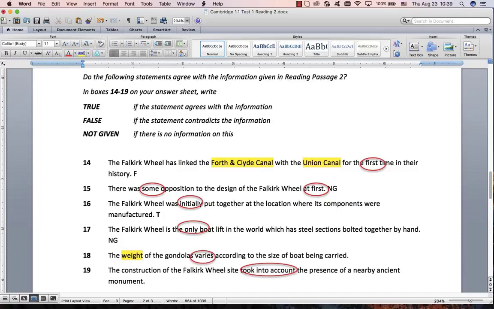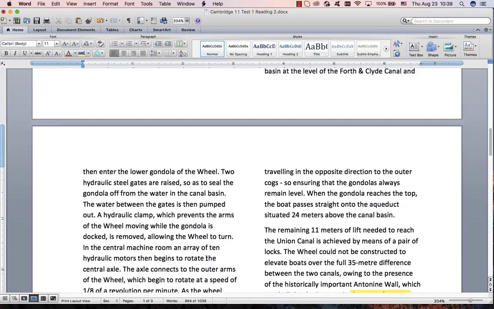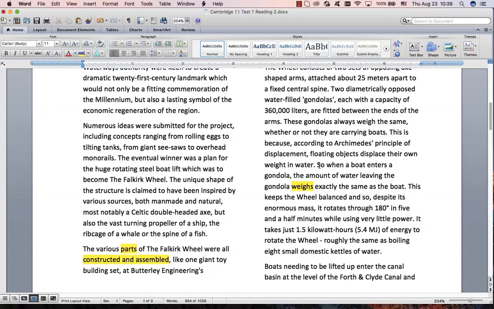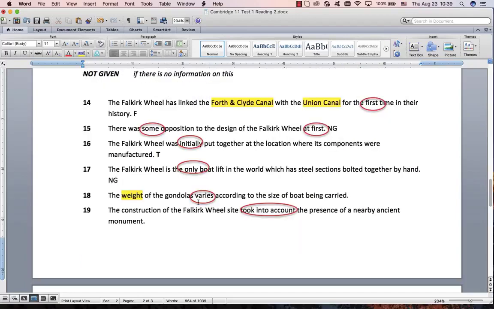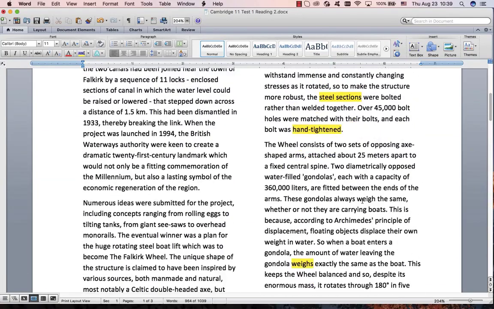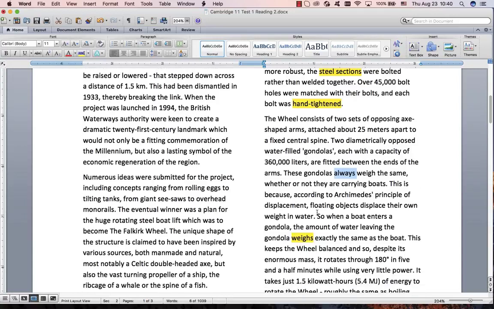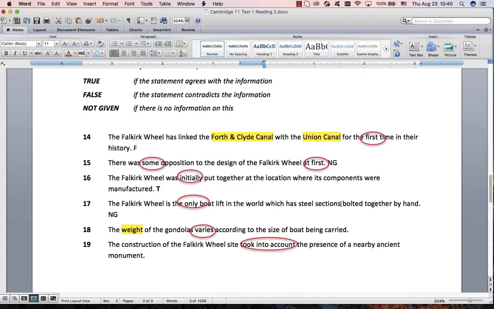Does it vary according to the size or does it not vary? The weight. Vary means to be different, to change. When the boat enters the gondola, the weight of the gondolas varies. Sorry, it wasn't this one, it was actually over here. These gondolas always weigh the same, so they're testing this adverb. Does not vary, always the same. Vary versus the same, so therefore that must be false. Vary and the same are different.